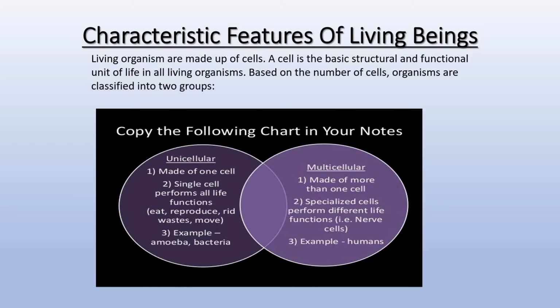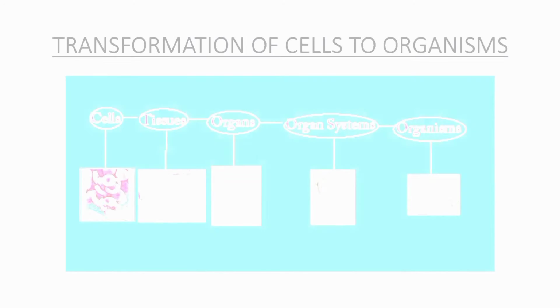Unicellular organisms are made up of one cell. A single cell performs all life functions: eating, reproducing, removing waste, moving. Examples: amoeba or bacteria. Multicellular organisms are made of more than one cell. Specialized cells perform different life functions. Examples: nerve cells, humans.